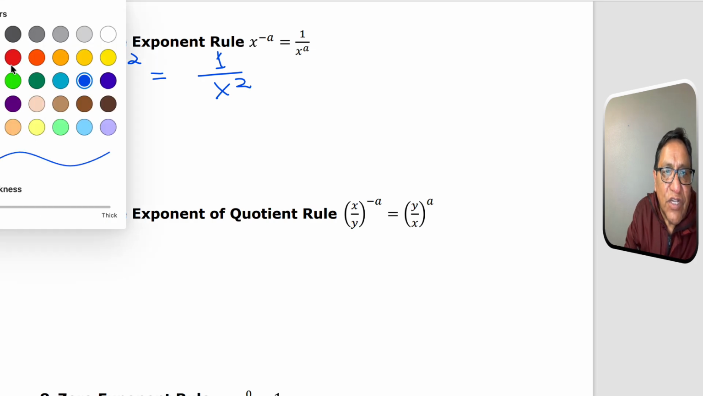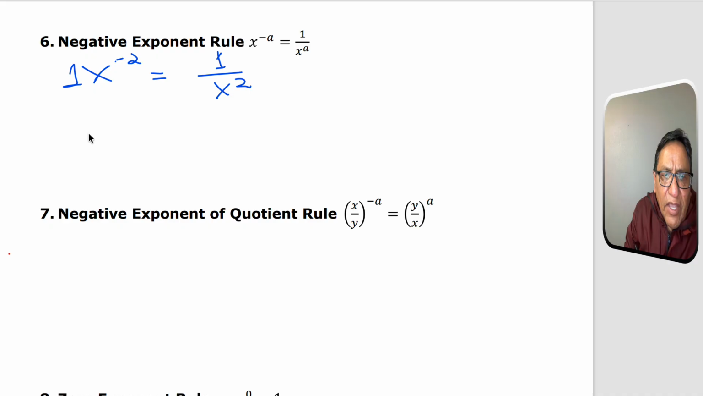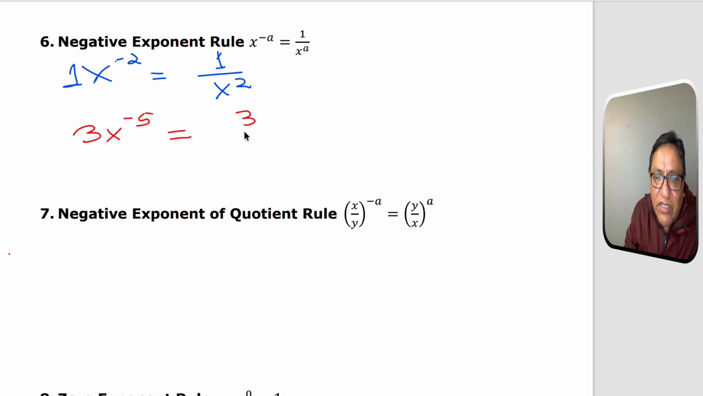For example, we will have a situation like this. I'm gonna change colors. Let's say 3x to the negative exponent 5. You can see this negative exponent is not affecting 3. It's affecting only x. So therefore 3 should be in the numerator, divided by x to the power 5. So the 5 becomes positive when you send it to the denominator.